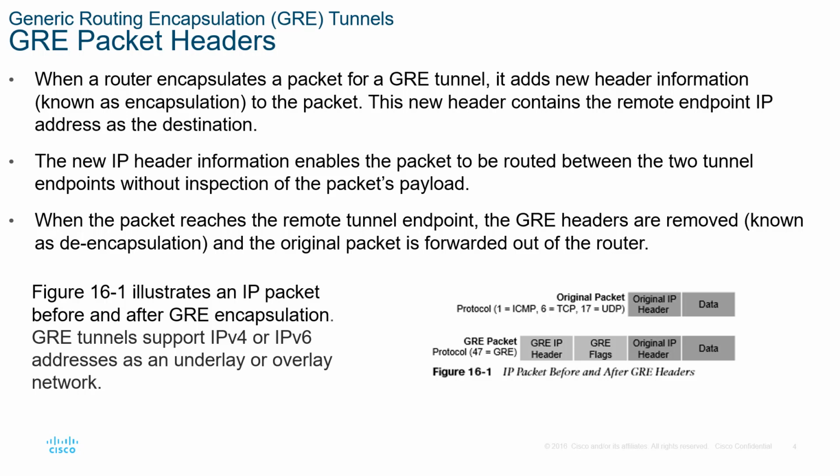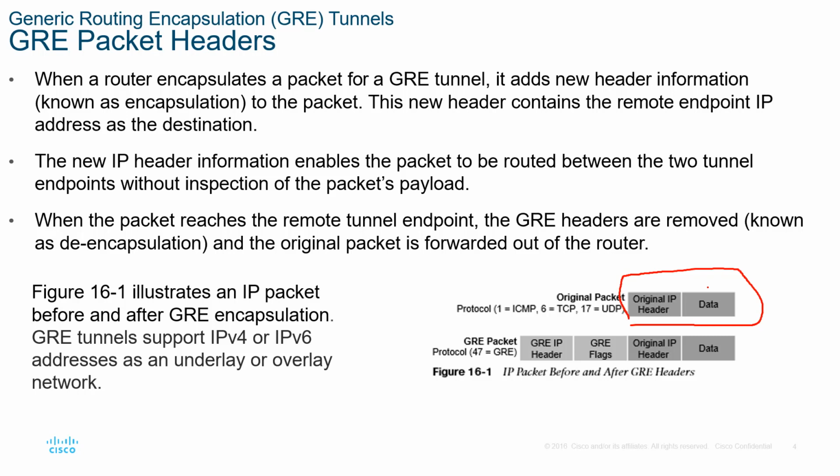I'm going to grab my pen. So here is the original packet. It will then stick in a GRE packet header and flags to engulf the original header. The new IP header information will enable the packet to be routed between the two tunnel endpoints without inspection of the payload, being the original content. When the packet reaches the remote tunnel endpoint, the GRE header will be removed, de-encapsulation, and the original packet will be forwarded to the router. Again, basic VPN without encryption.